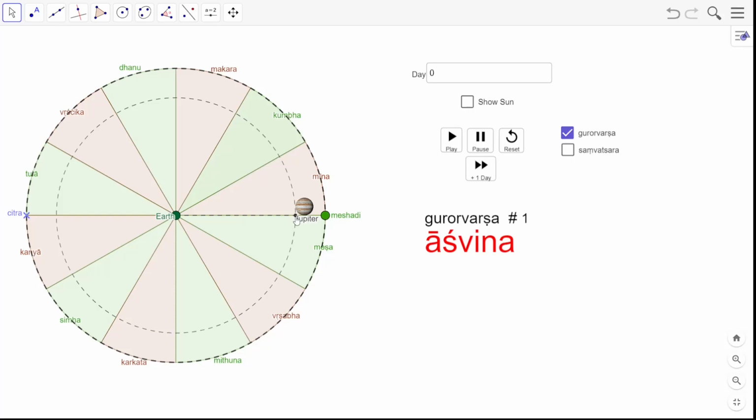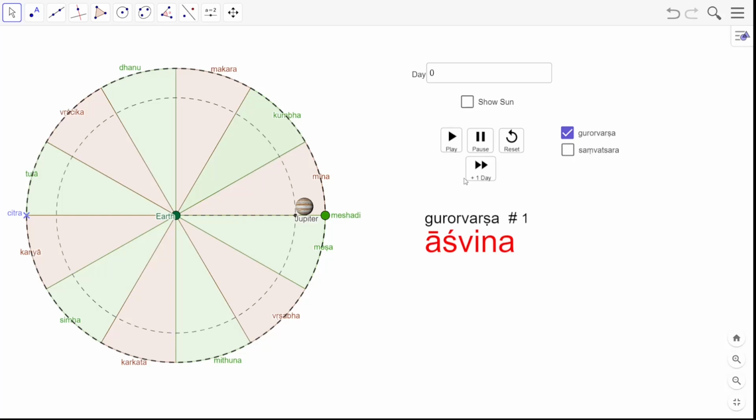I have taken a starting date, which is a hypothetical date, where Jupiter is standing right at the beginning of Mesha Rashi. And I am saying this is day zero. The day is yet to start. And this is the beginning of Gurorvarsha number one. And this first Gurorvarsha is named as Ashvina. And by the way, Gurorvarsha means a year of Jupiter. Varsha is year. So this first Gurorvarsha, first year of Jupiter in this cycle, is called Ashvina.